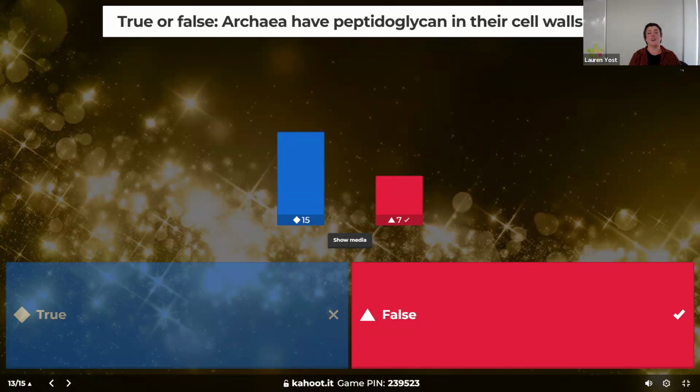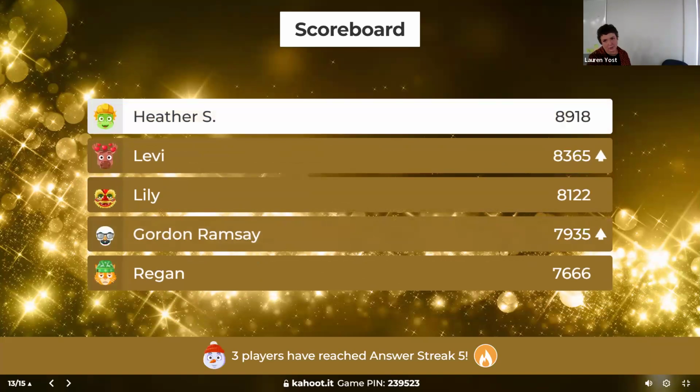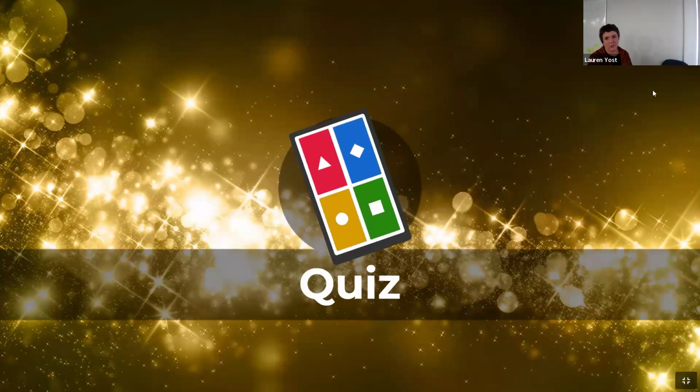All right, true or false, archaea have peptidoglycan in their cell walls. This is false. They have a weird molecule, and I don't even know what, we don't need to worry about what it is, but it's not peptidoglycan. They also don't have phospholipids in their membranes. They have weird molecules. So they're just weird. Aren't they naked? They do have membranes. They do have that, but it's just not made of phospholipids.